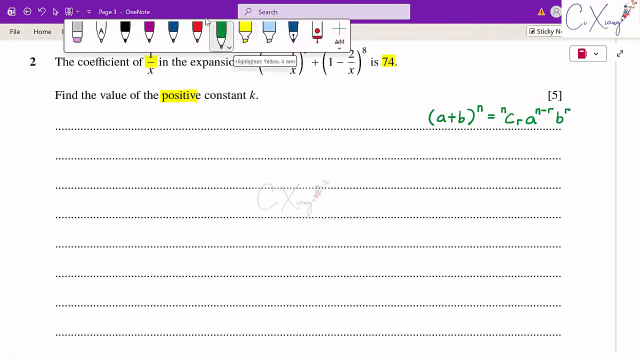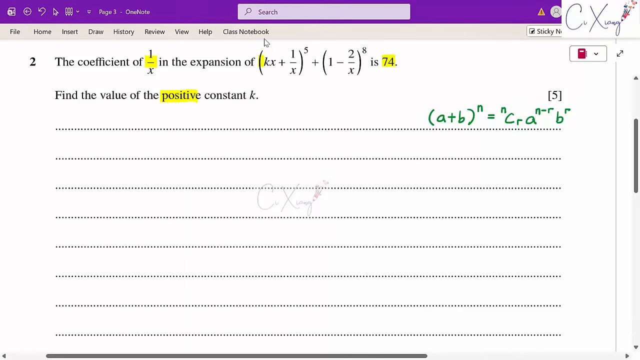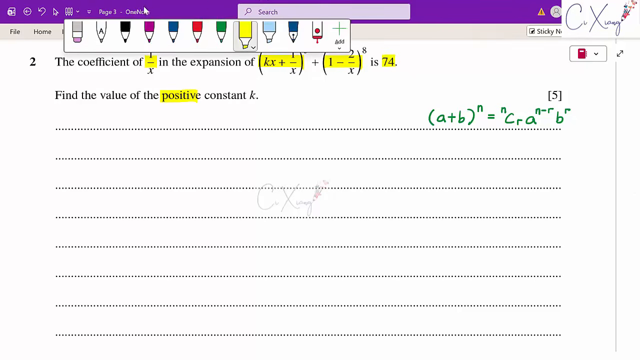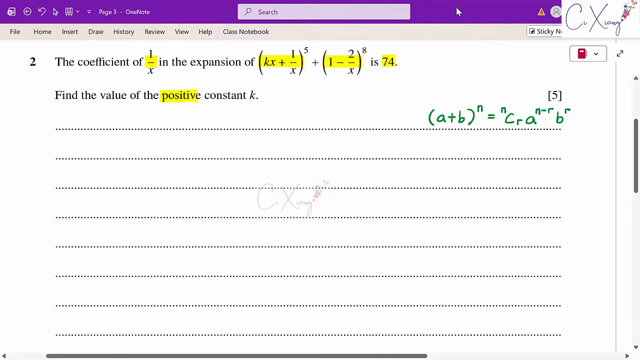Now we have two binomial expansions here. One is (kx plus 1 over x) power 5. Another one is (1 minus 2x) power 8. For both expansions, I'm interested in the term of 1 over x. Okay, so let's start with some searching first.